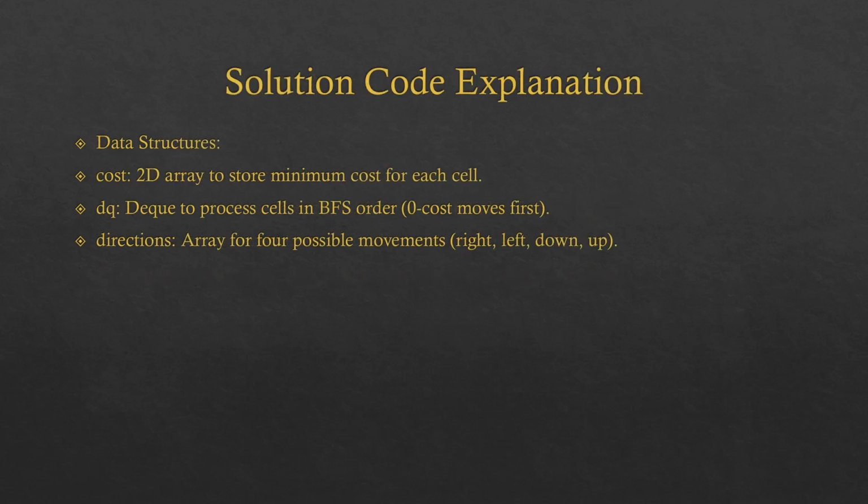Here's a quick look at the data structures used in the solution. We have a cost array to track the minimum cost for each cell, a deque to process cells, and a directions array to handle the 4 possible movements. The deque helps us prioritize moves with zero cost.